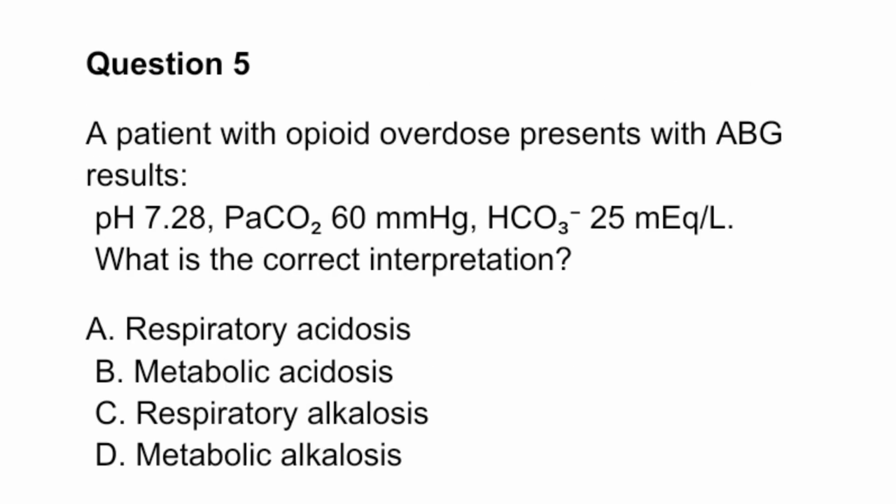Question 5. A patient with opioid overdose presents with ABG results pH 7.28, PaCO2 60 mmHg, HCO3- 25 mEq/L. What is the correct interpretation? A. Respiratory acidosis. B. Metabolic acidosis. C. Respiratory alkalosis. D. Metabolic alkalosis.